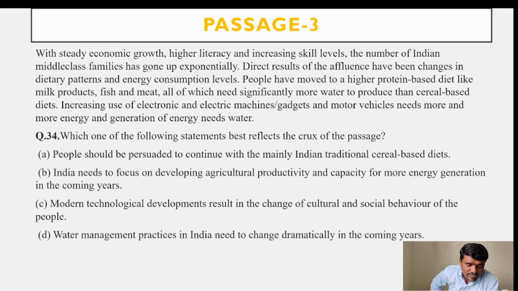One more passage. With steady economic growth, higher literacy, and increasing skill levels, the number of Indian middle class families has gone up exponentially. A direct result of the affluence has been changes in dietary patterns and energy consumption levels. People have moved to a higher protein based diet like milk products, fish, and meat, all of which need significantly more water to produce than cereal based diets. Increasing use of electronic machines, gadgets, and motor vehicles needs more and more energy, and generation of energy needs water.